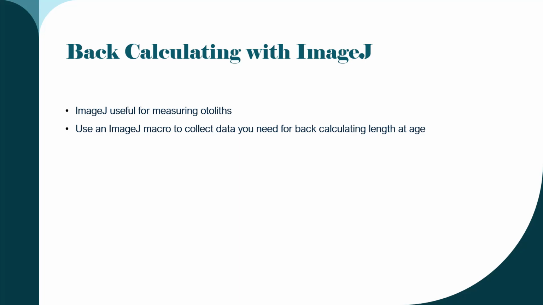Okay, so ImageJ is open source, very useful for measuring all kinds of things, and very useful for measuring otoliths. The only trick is collecting the data and formatting the data. So I wrote an ImageJ macro, which helps with that, and I'm going to show you all the steps involved with back calculating fish lengths from the otolith using ImageJ, this macro, and Microsoft Excel.